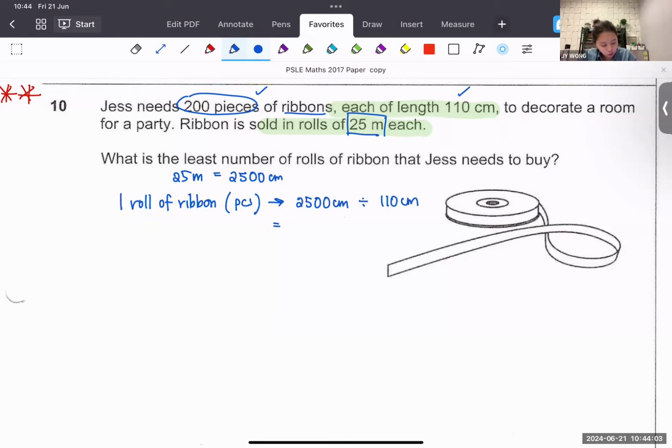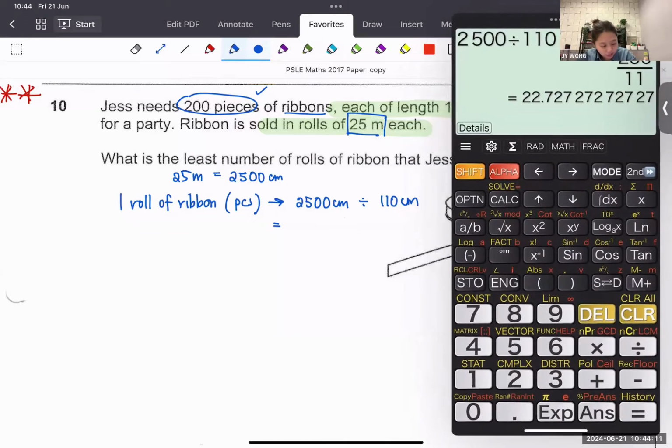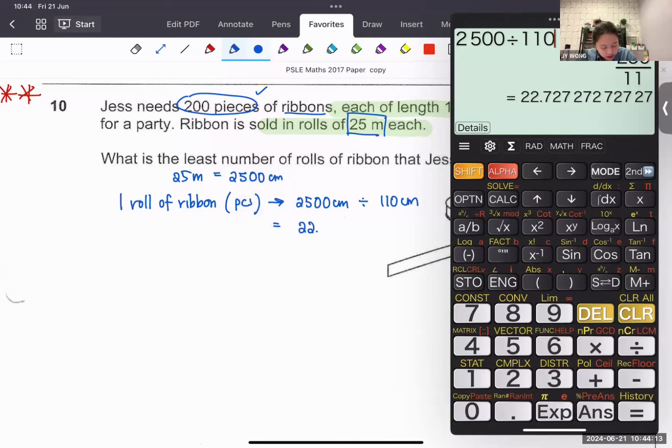If every piece is 110 cm, we did this just now already. So 2,500 divided by 110, you will get 22. Students have a problem with this. When they write this, they tend to write remainder 72 cm or something. So please do not do that. You know that it's 22.